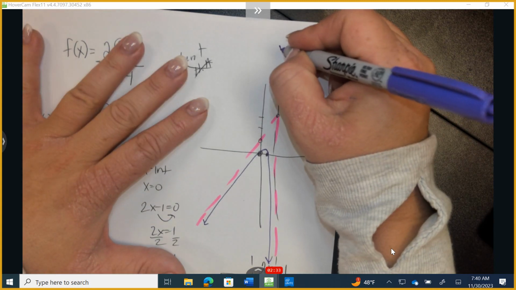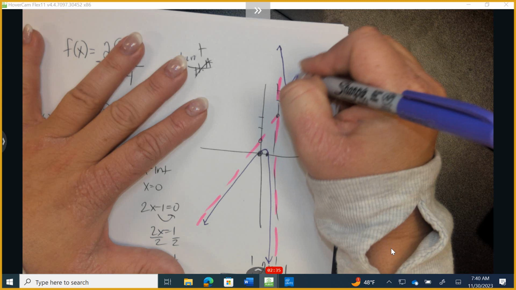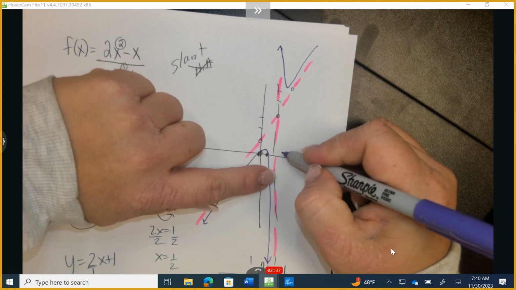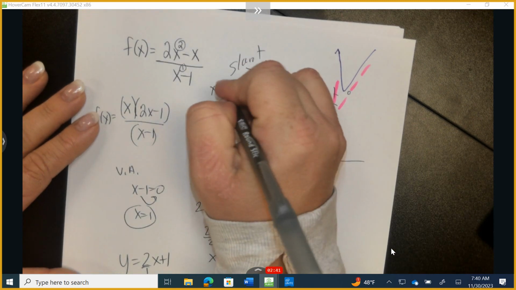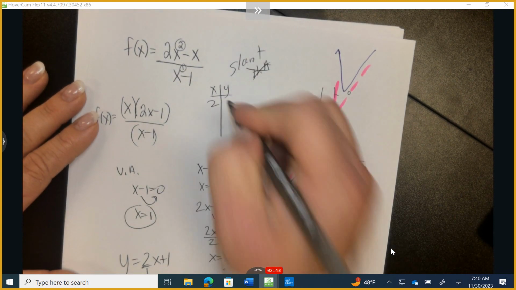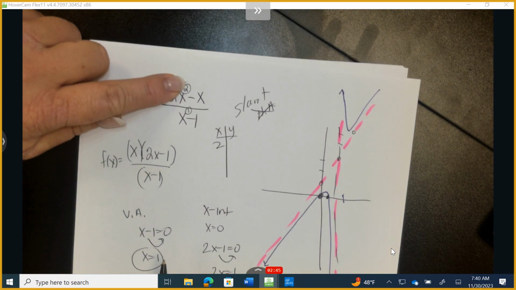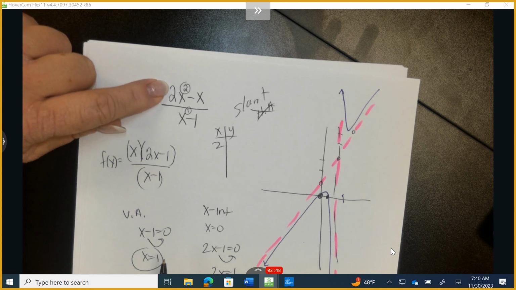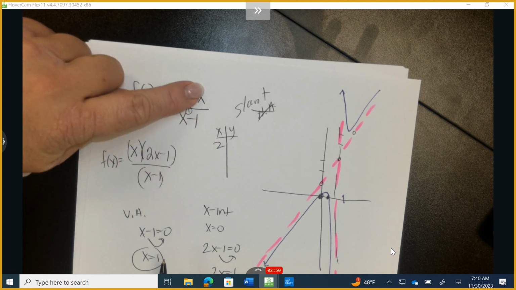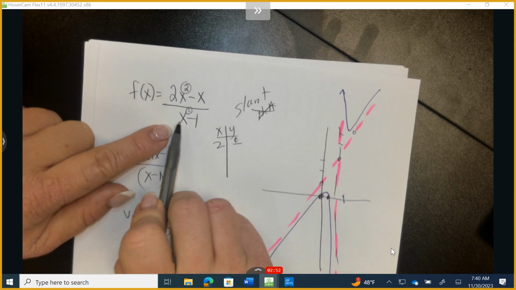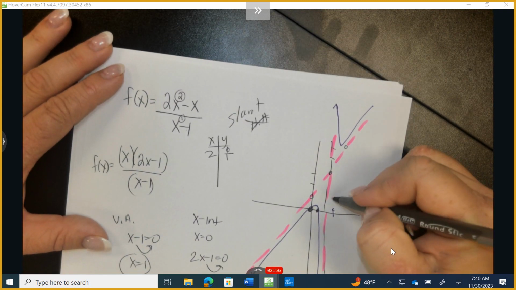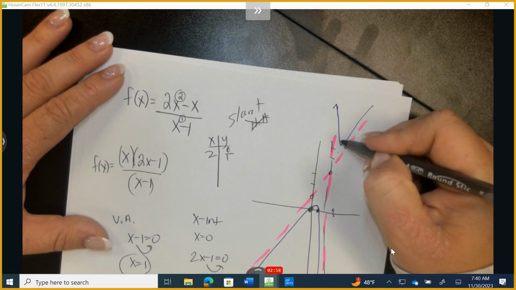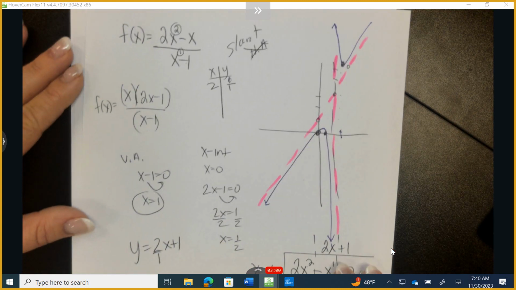Now, it may be possible that they say, hey, you need to be able to show us that you have 1 point there. So just choose 1 point. Go over here. If this is at 1, I would choose 2. If I had to show this, I would choose 2. I'm simply going to plug in 2, okay? 2 squared is 4. 4 times 2 is 8. 8 minus 2 is 6. So I have 6 divided by 2 minus 1, which is 1. Okay, so I'm going to go over 2 and up 6. 1, 2, 3, 4, 5, 6. There's my extra point, and this would suffice.